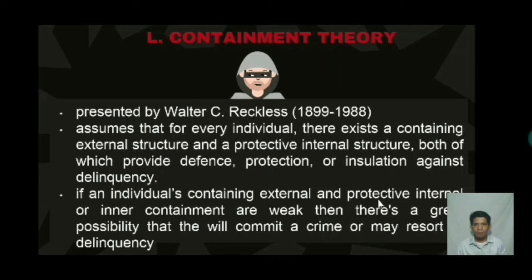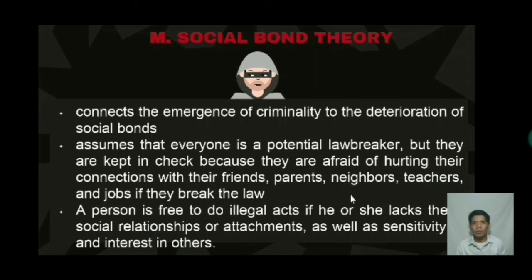And then we proceed to the social bond theory. It connects the emergence of criminality to the deterioration of social bonds. It assumes that everyone is a potential lawbreaker, but they are kept in check because they are afraid of hurting their connection with friends, parents, neighbors, teachers, and jobs if they break the law. So it is better to have social interaction and bond towards other people, for it will help you to avoid doing crimes since you are afraid that someone may be hurt. This theory was articulated by Travis Hirschi. So that's the meaning that Travis Hirschi wanted to convey about the social bond theory.